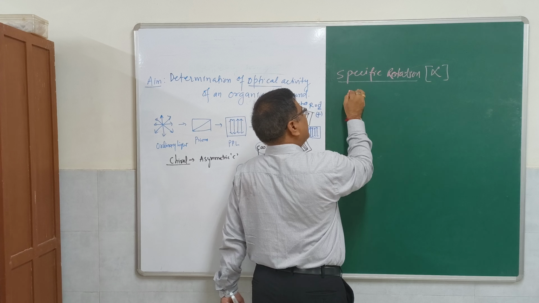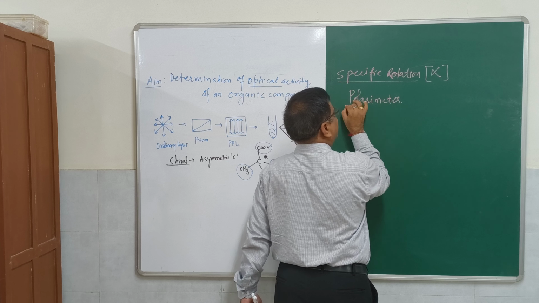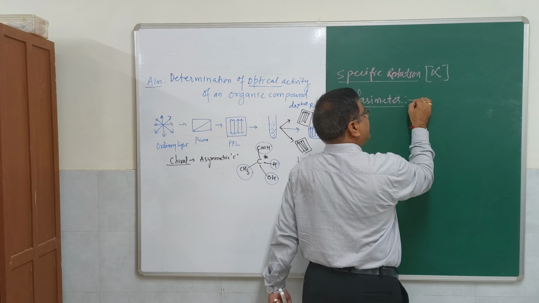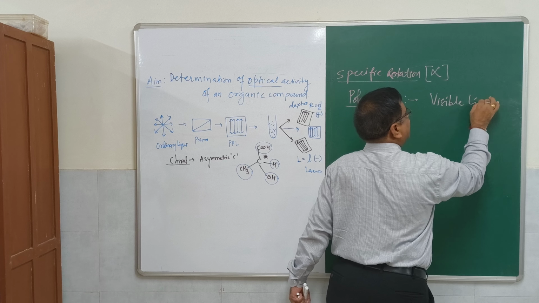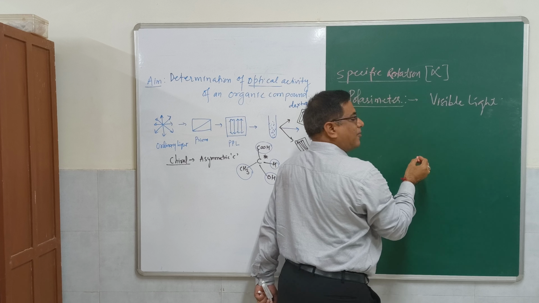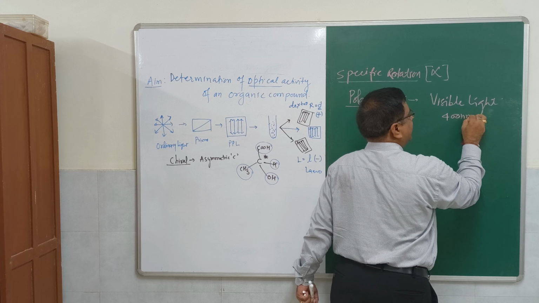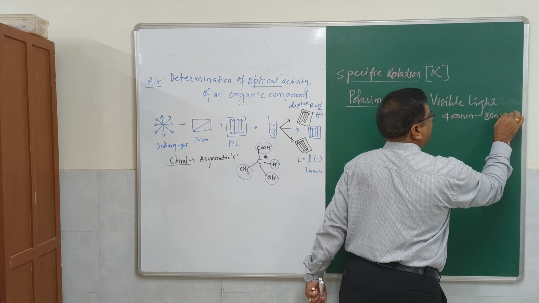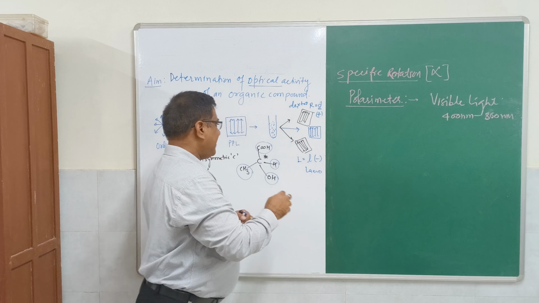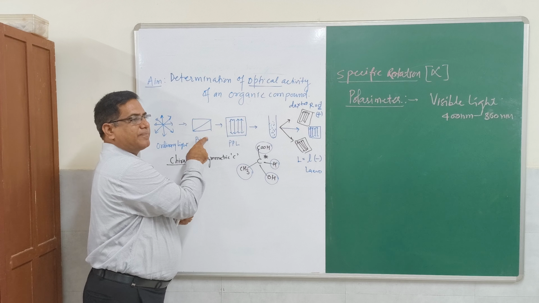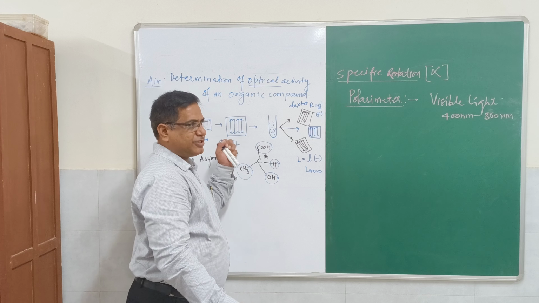For that, we have the instrument called a polarimeter. In this polarimeter we use visible light. What is the wavelength of visible light? 400 to 800 nanometer, very good. It's visible light, and that visible light we will use here. We pass it through a Nicol prism, and that light converts into PPL, and the PPL we will apply.